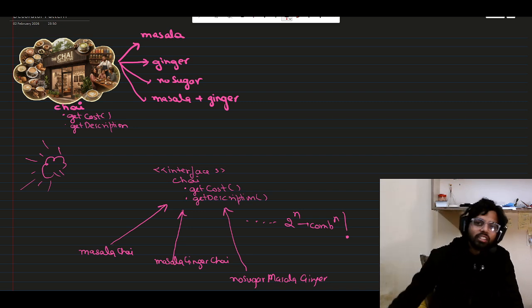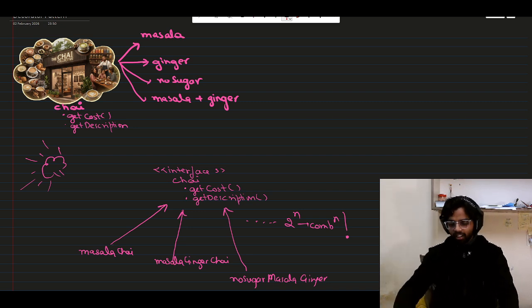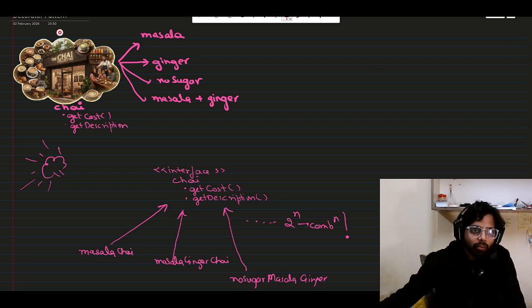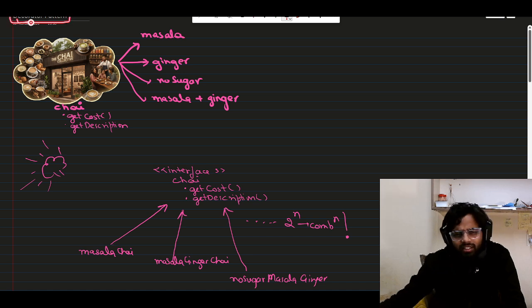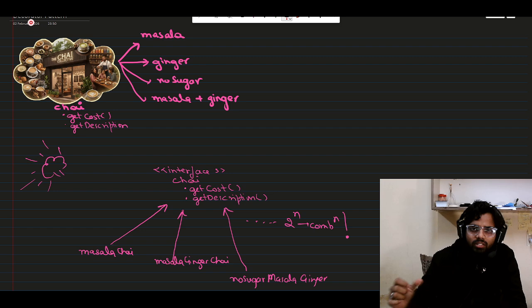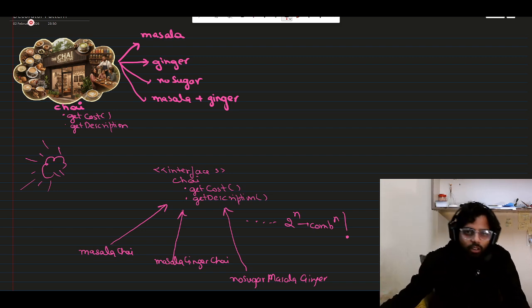Hello everyone. So this is Maurya again, and today I learned about the decorator pattern. So let's first understand in which type of problems I try to think of this decorator pattern.